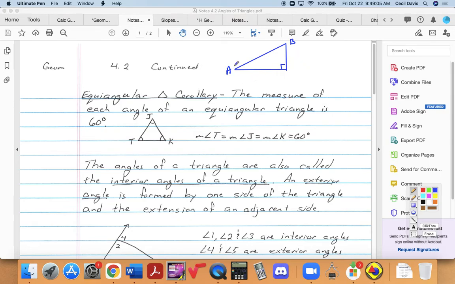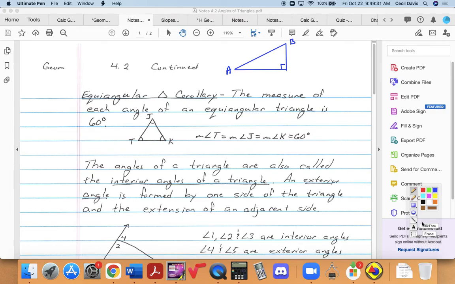What do we know about all three of these angles? They add up to 180. And this one is 90. So what does that leave for these other two angles? Yeah, these two have to add up to 90 also. So the right triangle corollary says that these two acute angles in a right triangle are always going to be complementary. They're always going to add up to 90.